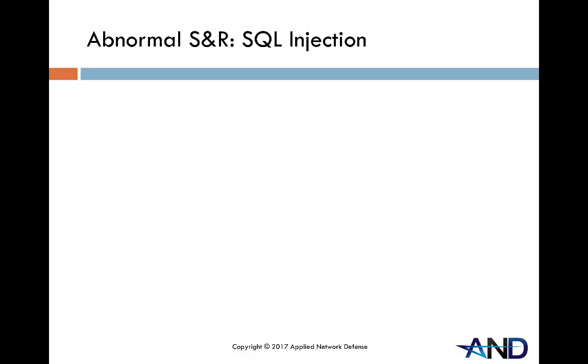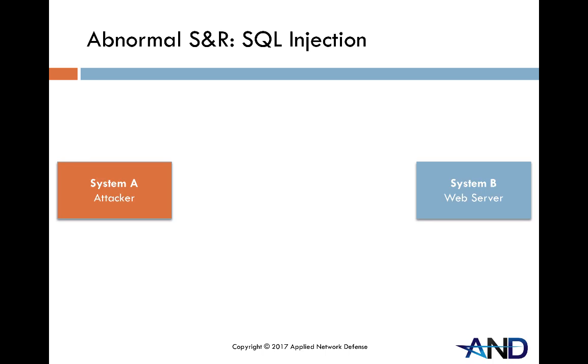The last type of abnormal stimulus and response I want to talk about for HTTP is really just another example of an input or request manipulation that causes an undesirable action to happen on the server, and that's going to be SQL injection. So when I say SQL, I mean SQL, the structured query language, which is used to query databases.